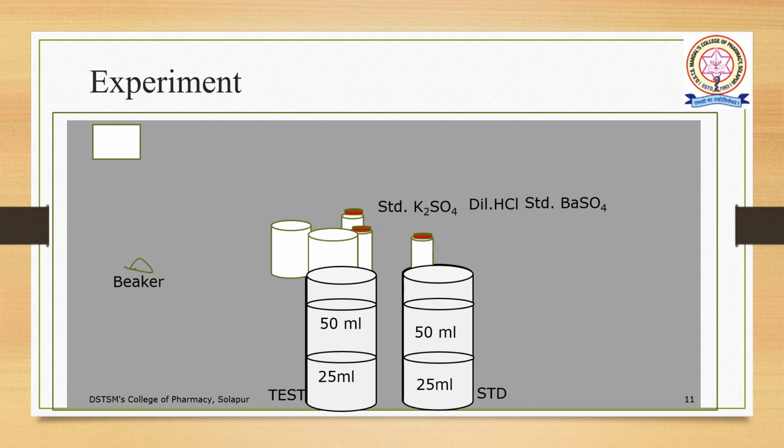After adjusting the volume up to 50 ml, the turbidity produced in the test solution will be compared with the turbidity produced in the standard. If the turbidity produced in the test solution is less than standard, then it passes the limit test. If the turbidity produced in the test solution is more, then the sample fails the test.